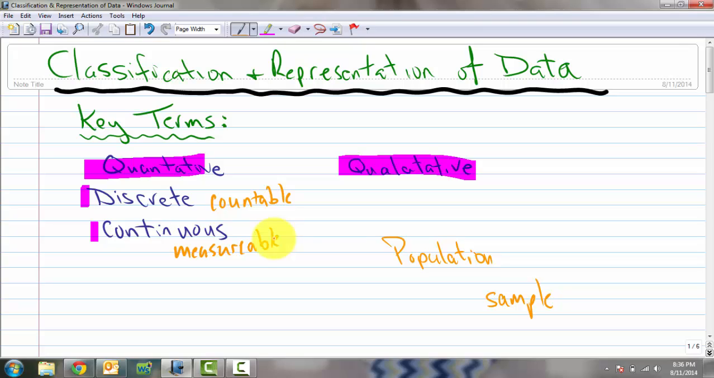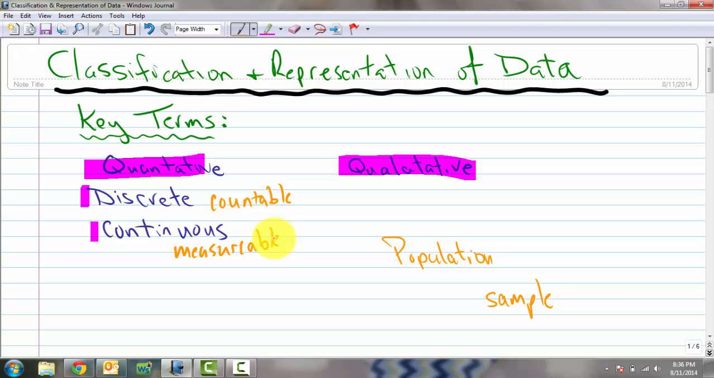Now, this is not to say that discrete data cannot have fractions, but only if it's a countable number of fractions. So maybe how many half hot dogs can I eat? I can eat 1/2, a whole, 1.5, 2. Only those exact values is what I'm counting. I'm not measuring the total.